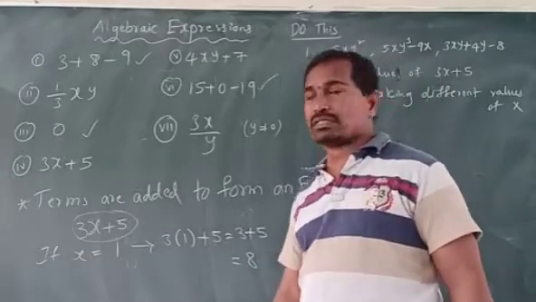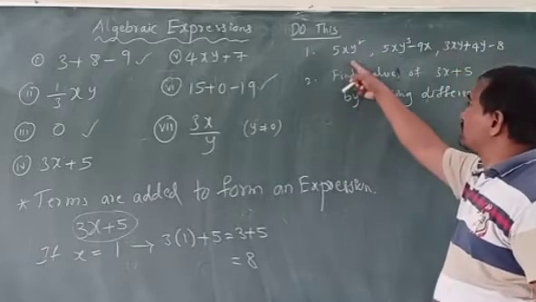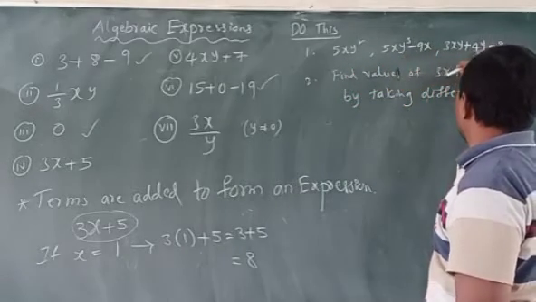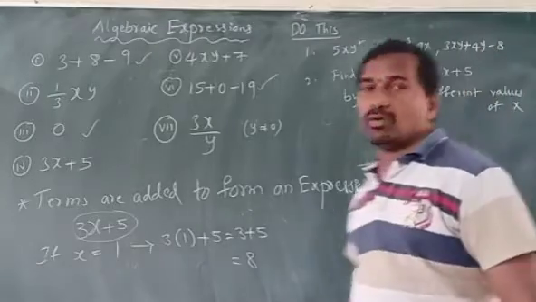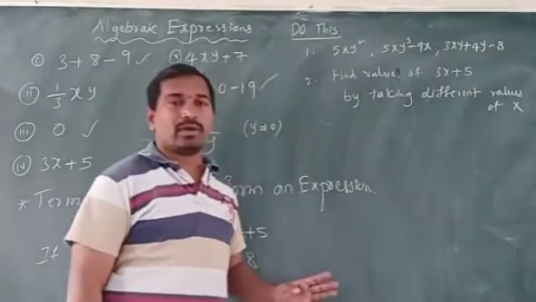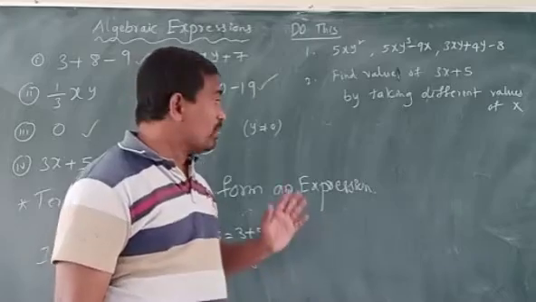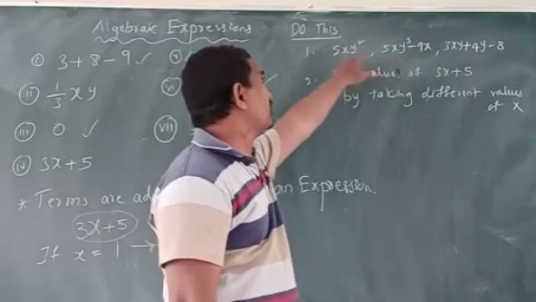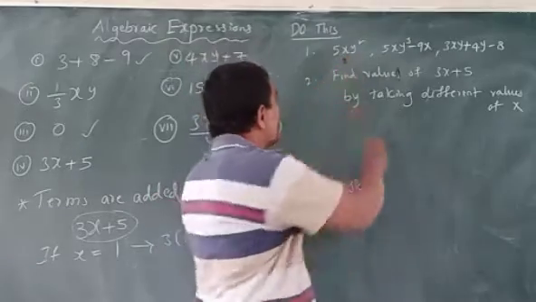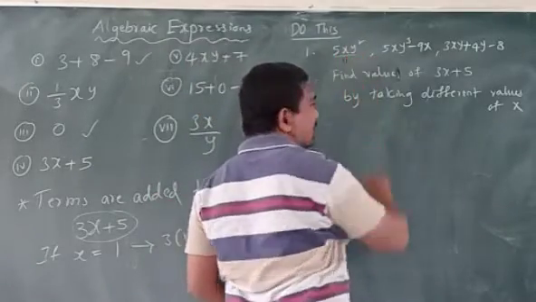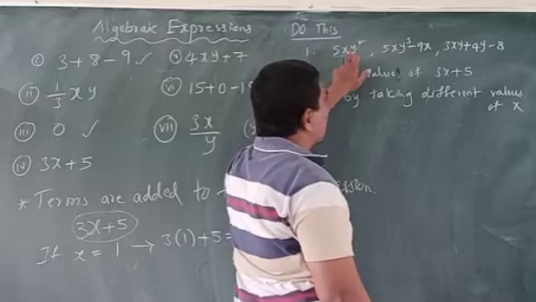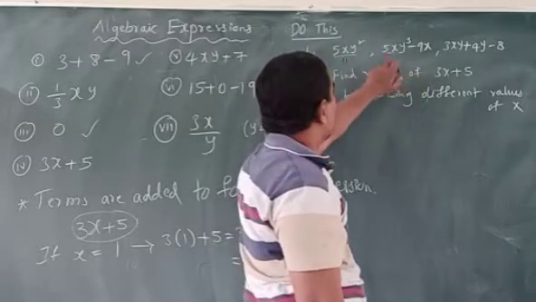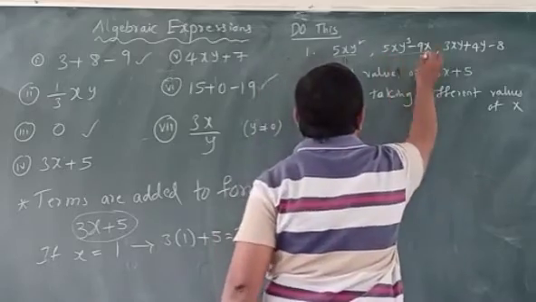Now we have to do this. 5xy square, 5xy cube minus 9x, 3xy plus 4y minus 8. Now you already have the idea about a term. How many terms are there in this first problem? Here only one term. This term is formed by variables x, y and constant 5. Here how many terms? 2 terms.